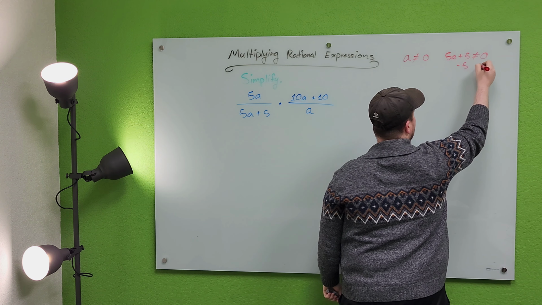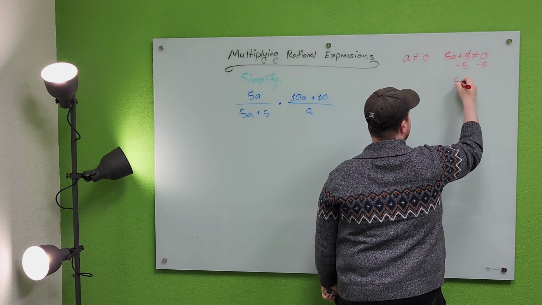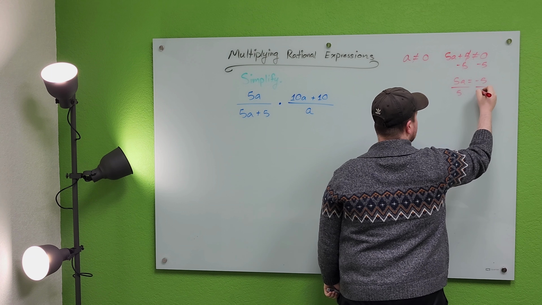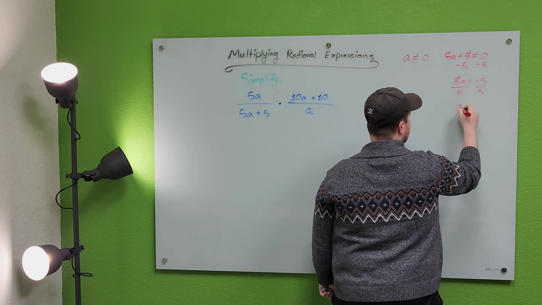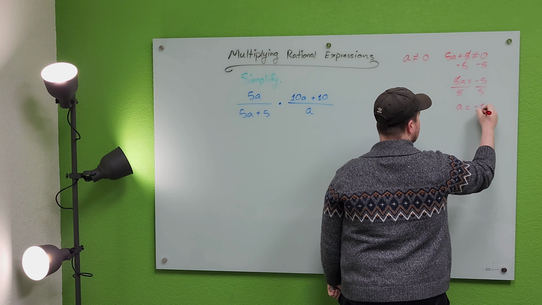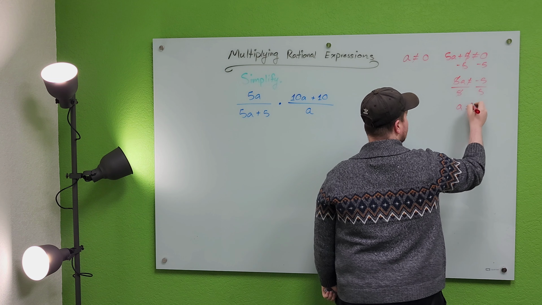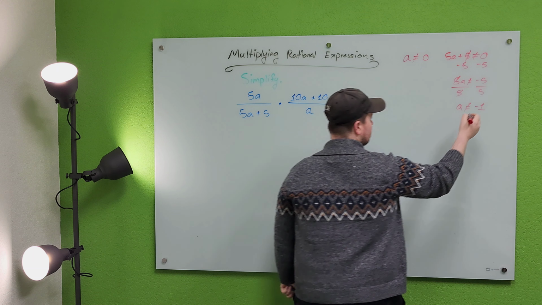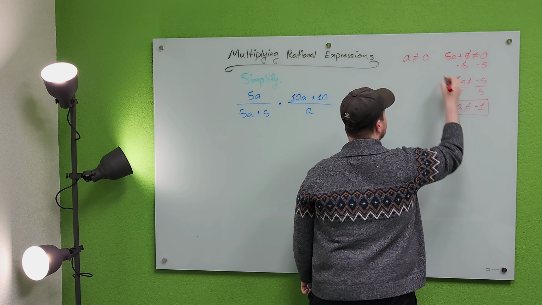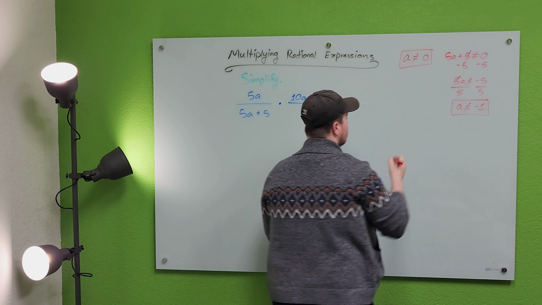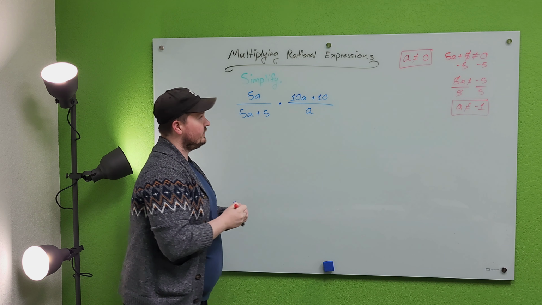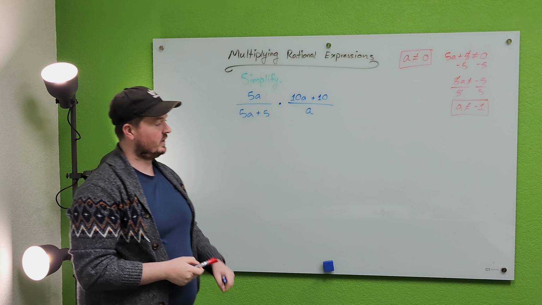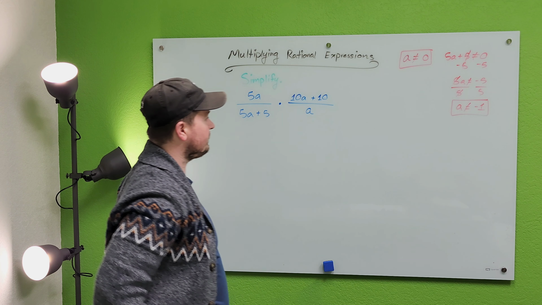Subtract 5 from both sides. We get 5a equals negative 5. Divide by 5 on both sides. a is equal to negative 1, which again is a value that we are not allowed to use. So these values are restricted to us. More generally speaking, those values for a are not in our domain. We are not allowed to plug those values into the function.